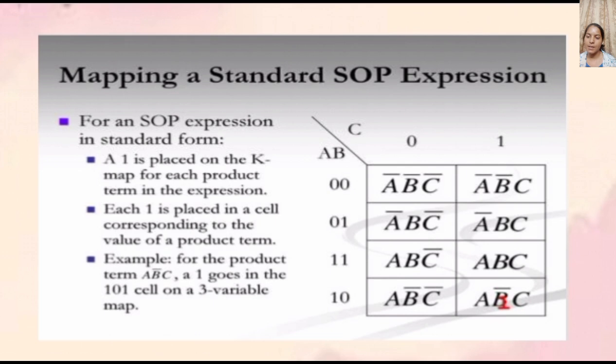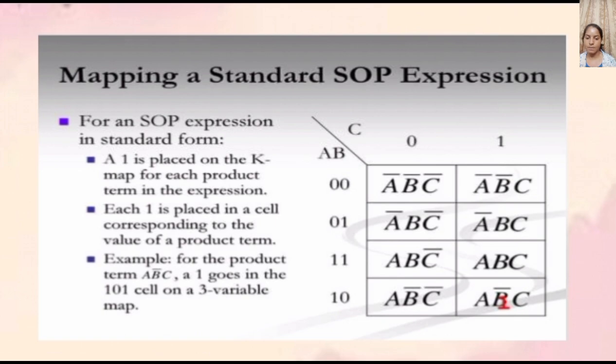Mapping a standard SOP expression. For an SOP expression in the standard form, a 1 is placed on the K-map for each product term in the expression. Each 1 is placed in a cell corresponding to the value of a product term. Example: for the product term A B-bar C, a 1 goes in the 101 cell on a 3 variable K-map, as shown in the diagram.